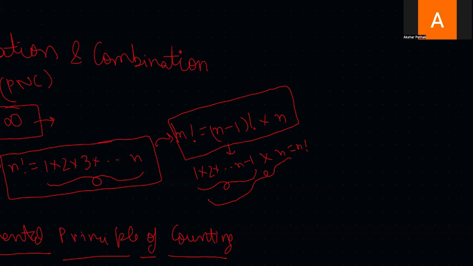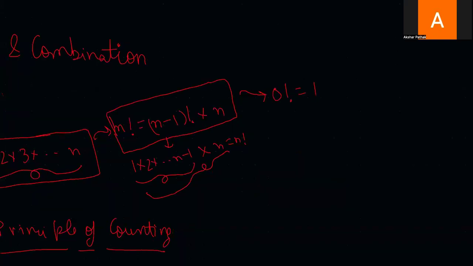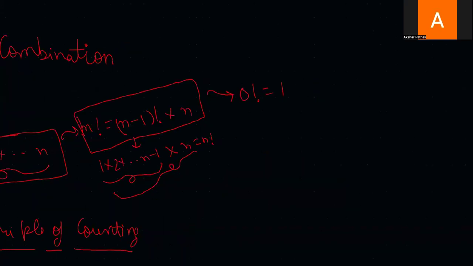Now, have you ever heard that 0 factorial is equal to 1? Why is it that? Can you write 1 as 1 factorial? We can, because 1 factorial is 1. So, can you consider 1 as n, n is equal to 1? We just studied that n factorial is equal to n minus 1 factorial into n.